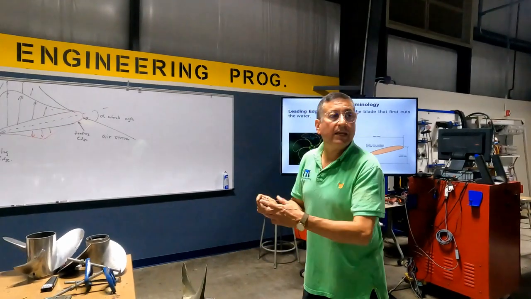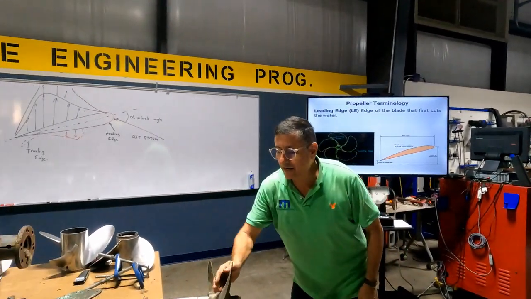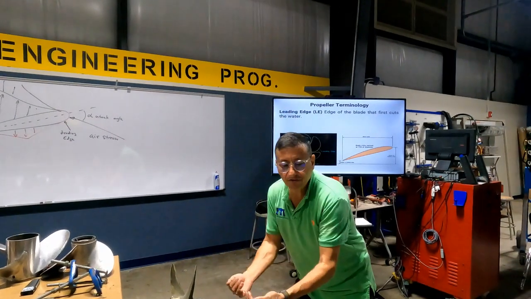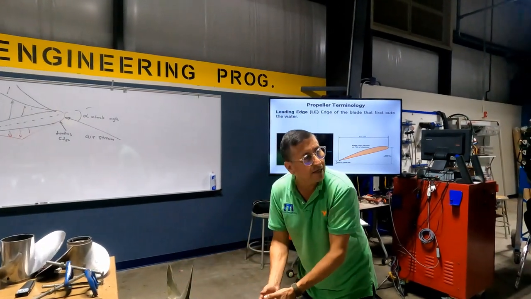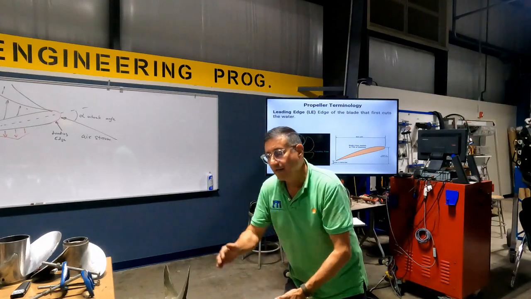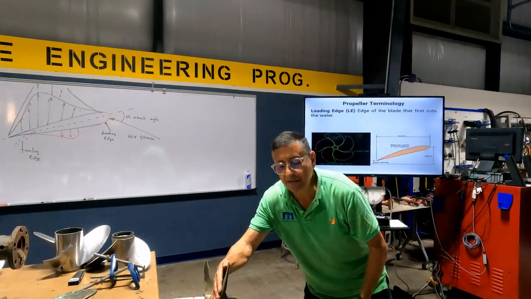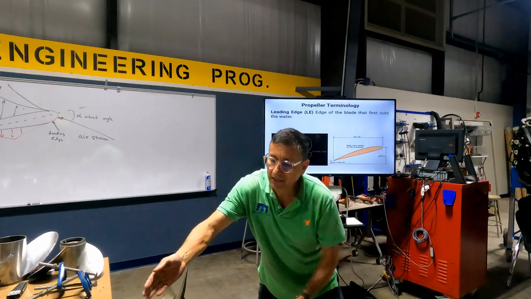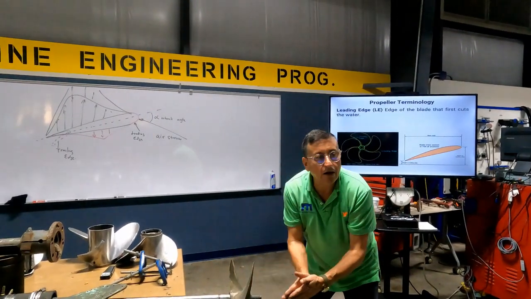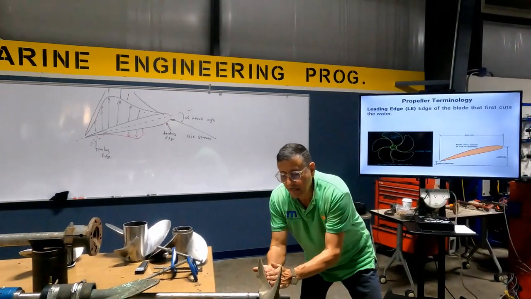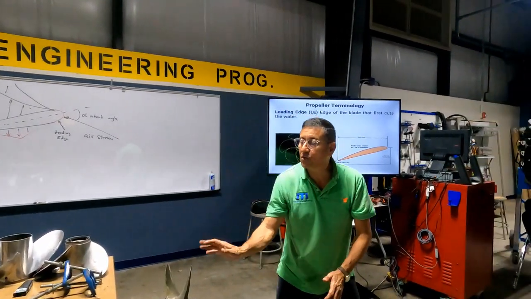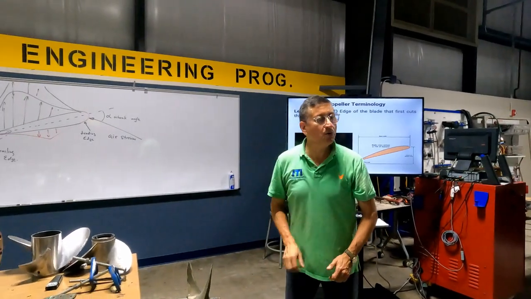When the propeller is spinning, in this area is created a low pressure side, and in this area is created high pressure side. Yeah? This is the face of the blade, and this is the back of the blade. The fluid enters here and goes down here. You follow me? It's a screw on the water.